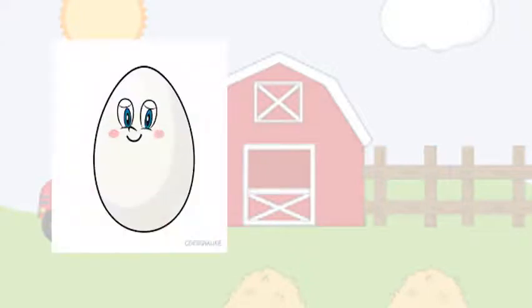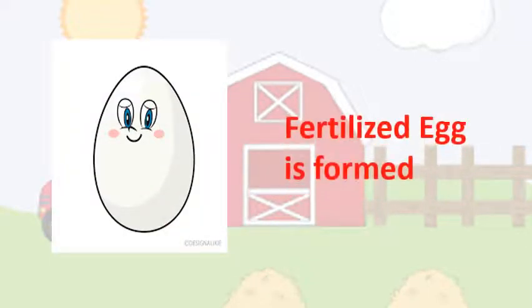Now, when they mate, what do we have? What is formed is a fertilized egg. Please notice this, the word fertilized is a key word. So you should know the word fertilized. A fertilized egg is formed.